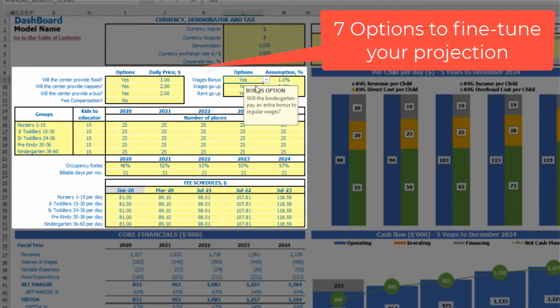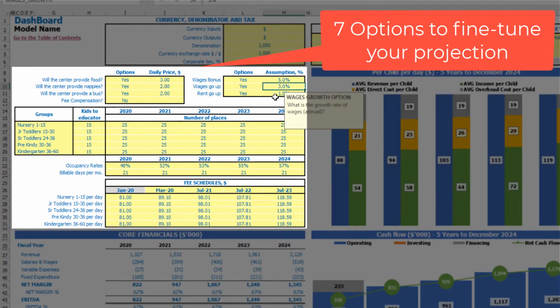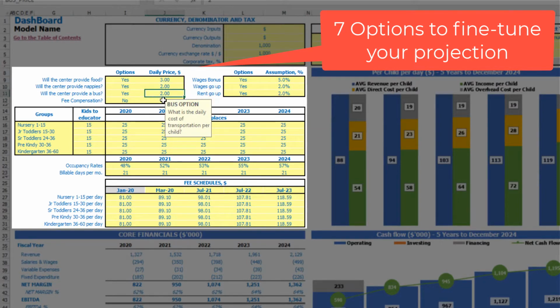Wages bonus. Will your wages have some bonus assumption? Let's say yes, it can be 5% per month. Will your wages go up? Say yes, it will be 2% per year. Will your rent go up? Let's say yes, it can be 2% per year. For each of these assumptions, you have a note which will help you understand what calculation this assumption will drive, so it's just easier for you to understand.